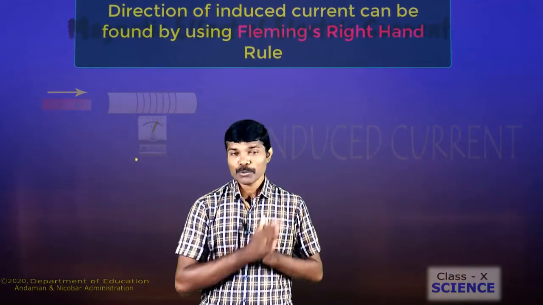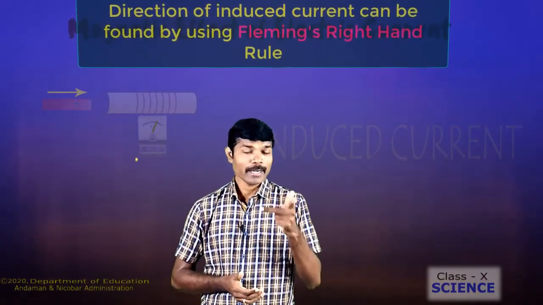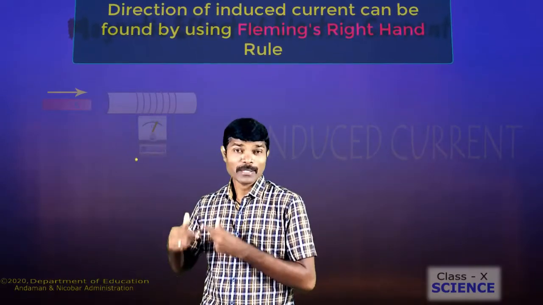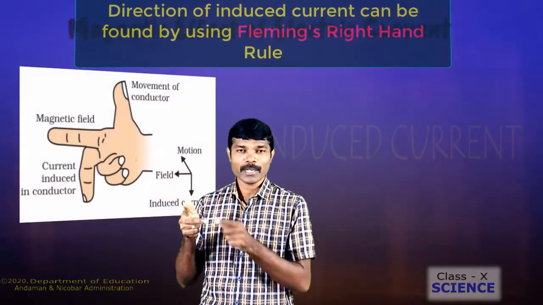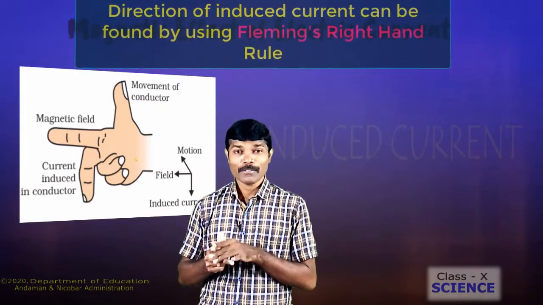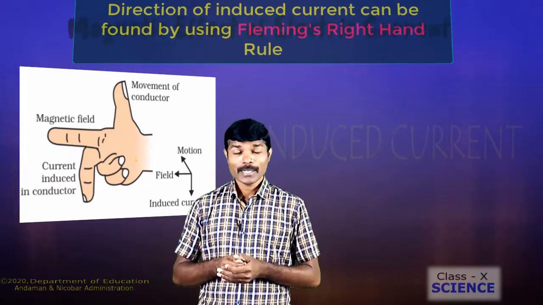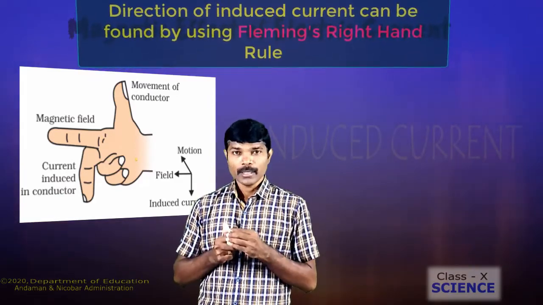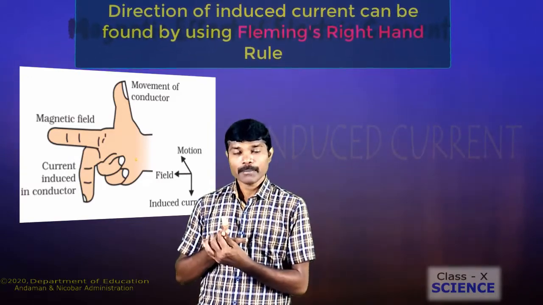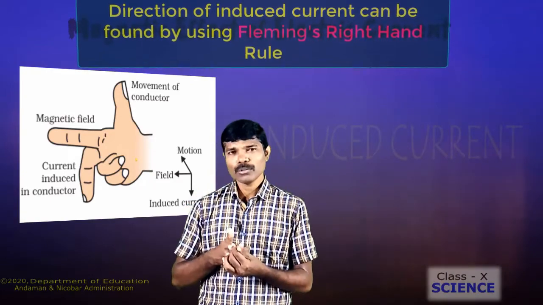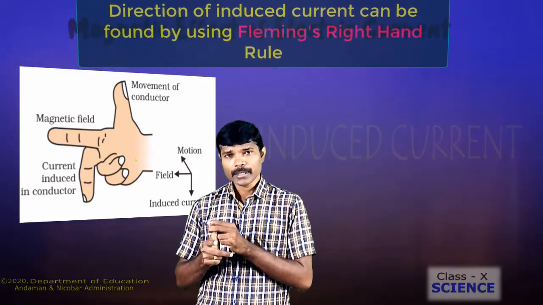In the last episode we have seen about Fleming's left hand rule, right? We have to stretch the first three fingers at right angle to one another. Likewise in Fleming's right hand rule also we have to stretch the first three fingers, thumb, forefinger and central finger, in such a way that all the fingers are perpendicular to each other. Let us see the quantities associated with these fingers. In Fleming's left hand rule, forefinger indicated the field, that is magnetic field. In Fleming's right hand rule also, forefinger indicates magnetic field, and thumb indicates the motion.